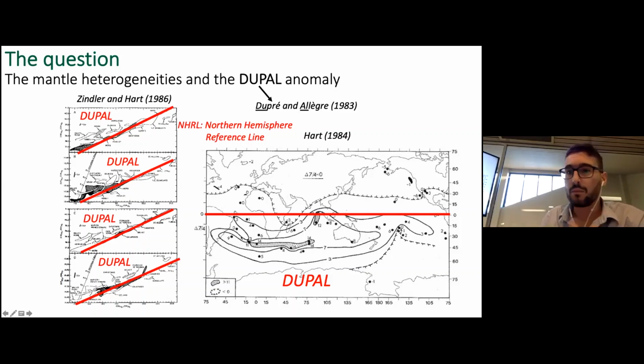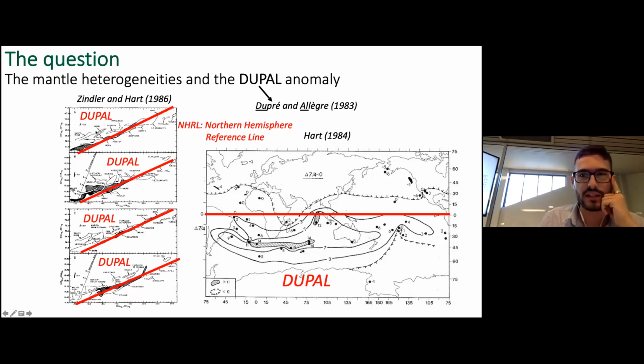So basically, how it works. They showed that compared to the northern hemisphere basalts, from the MORBs and the OIB, the southern hemisphere basalts are usually enriched compared to that line here. So it defined the northern hemisphere reference line, which says this is the normal mantle per se, and all the basalts below it in the southern hemisphere are enriched. And you call that the Dupas anomaly.